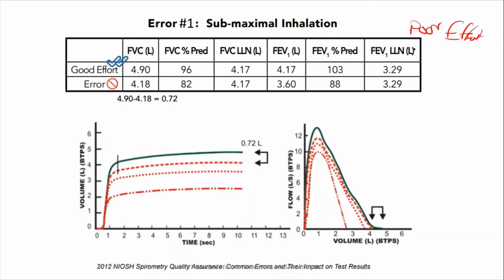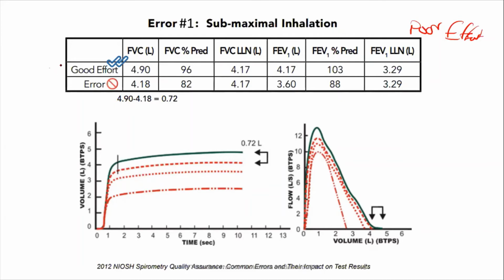As we said the first time, spirometry is effort dependent. The patient should give his best. Sometimes the patient does not give his best for many reasons. One of these reasons is improper coaching by the person who is doing the spirometry. So this is one of the common spirometry pitfalls, that is poor effort or submaximal inhalation.